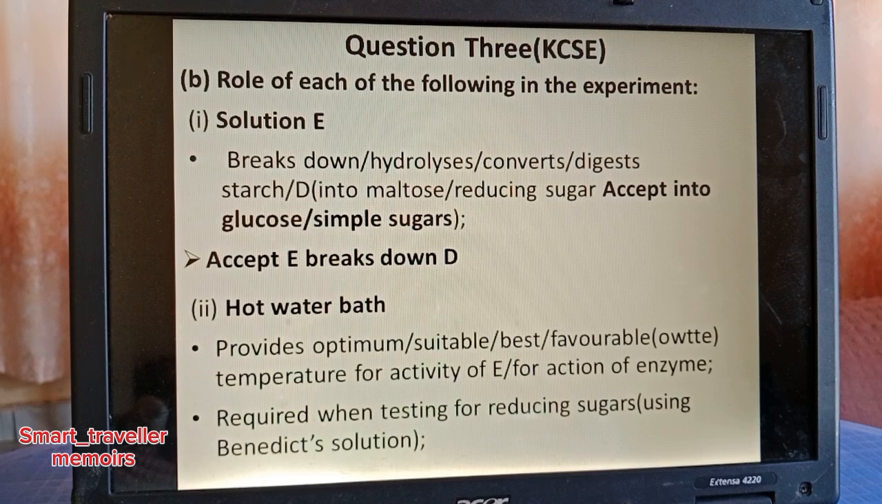Remember the way we pick. You don't pick all the ones there. The stroke there means alternative. Accept glucose or simple sugars. Accept E breaks down D.